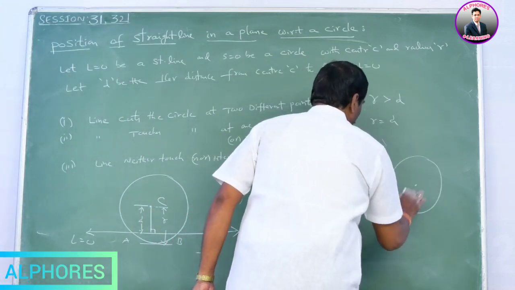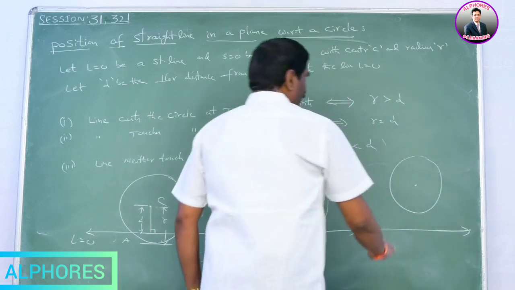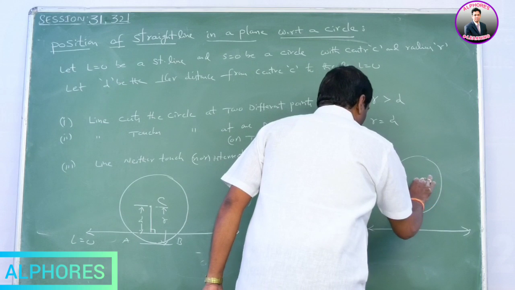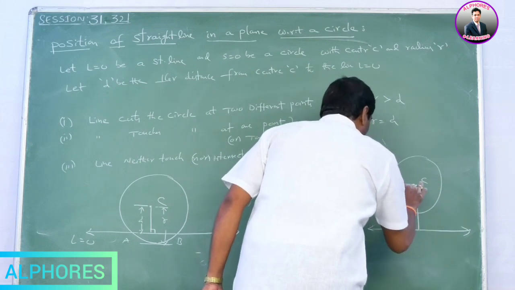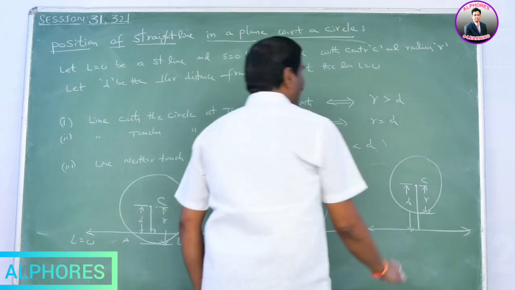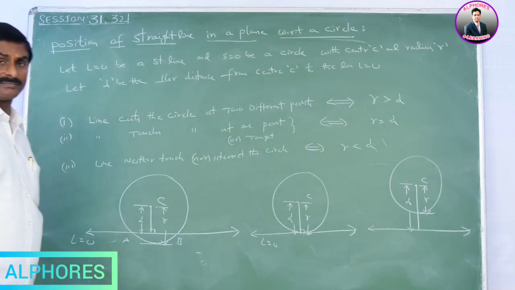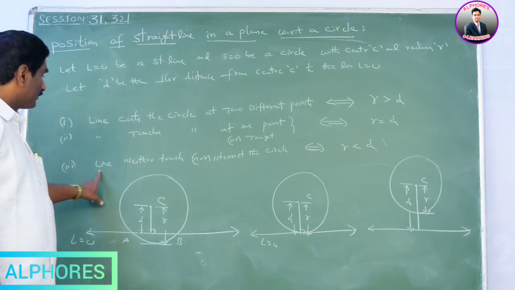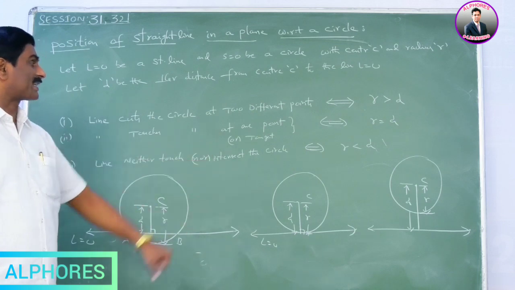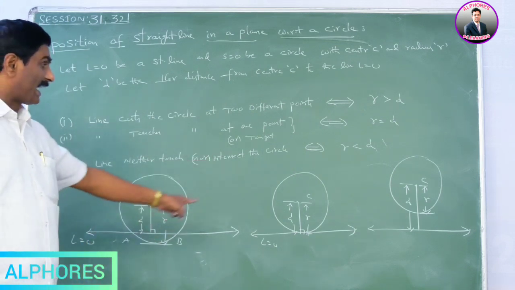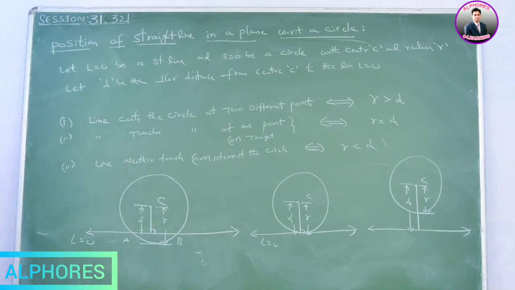Next, last case. If the line neither touches nor intersects the circle, then the perpendicular distance from the center to this line is D. It is the R. Clearly, R is less than D, or D is greater than R. Please write the third point: the line neither touches nor intersects the circle if and only if R is less than D. Please note these three diagrams. Okay.